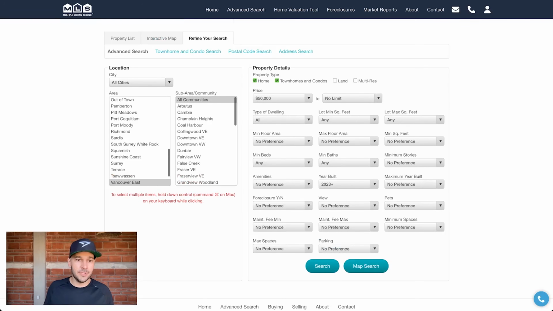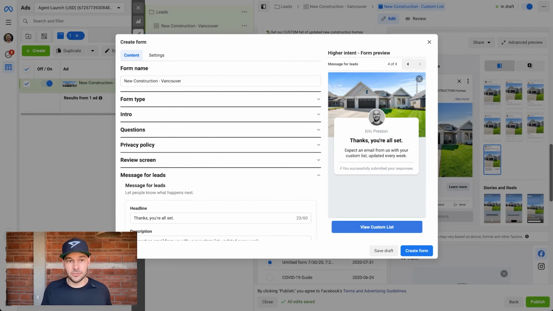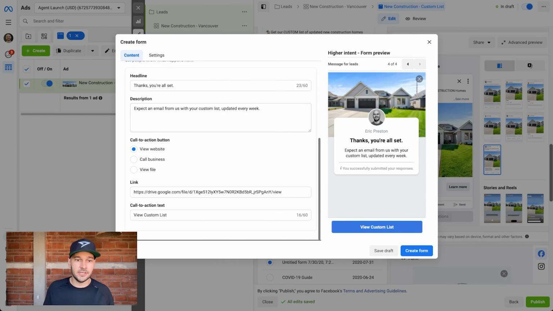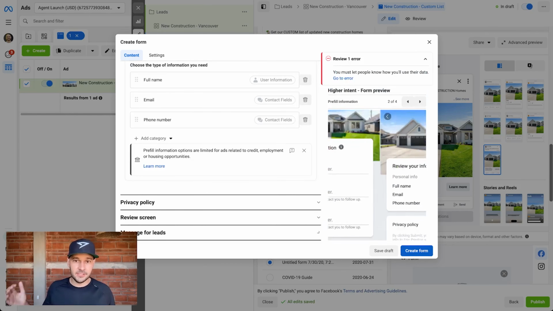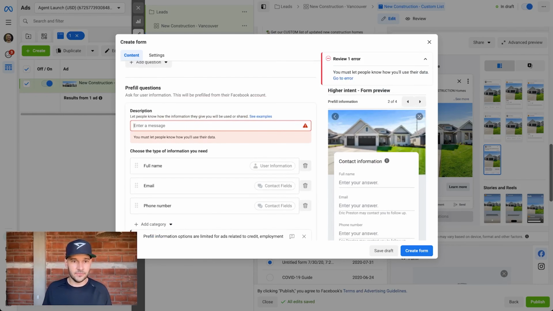And I would make this, if you're going to do it that way, more specific, and do this ad where it's not new construction homes, but new construction detached homes or new construction condos in downtown or something, and just get a little bit more granular. But that's basically it. You go ahead and create their form, and let people know how their information will be used or shared.